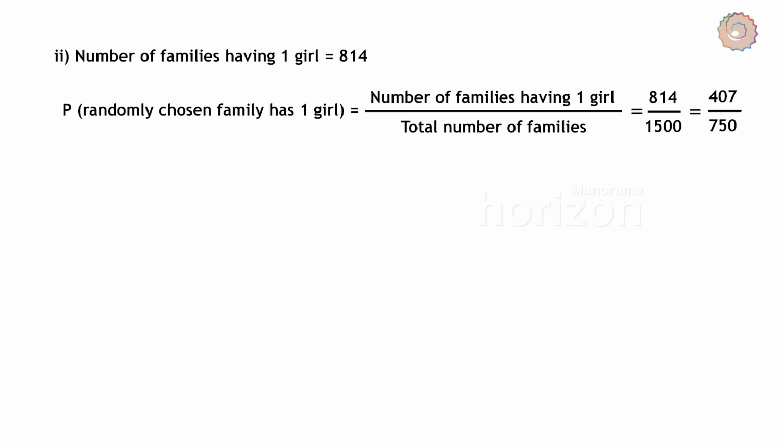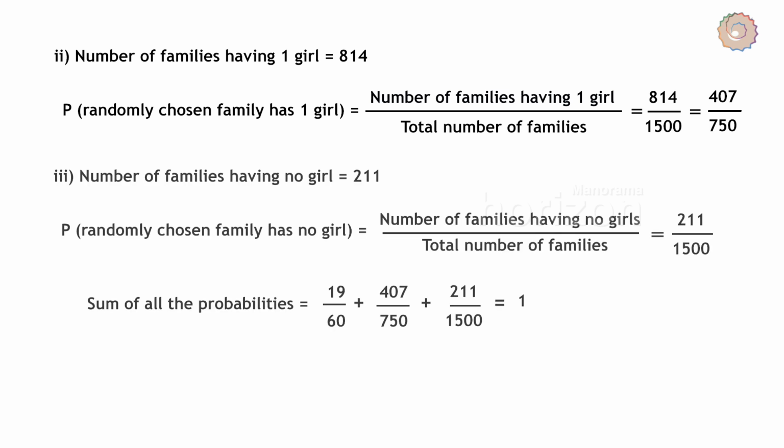Now, let us compute for a family having 1 girl, that is 814. Therefore, the probability of a randomly chosen family which has 1 girl is equal to the number of families having 1 girl divided by the total number of families, which is equal to 814 divided by 1500. Reducing this fraction, we get 407 divided by 750.